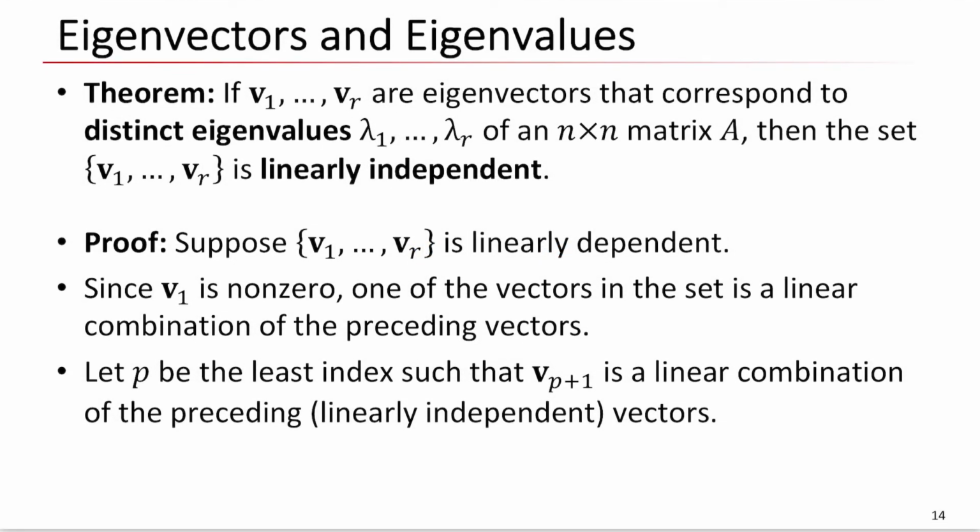Okay, so let me continue. Here's one more theorem. Let the vectors v1 through vr be eigenvectors that correspond to distinct eigenvalues lambda 1 through lambda r of the n by n matrix A. Then the set of vectors v1 through vr is linearly independent.